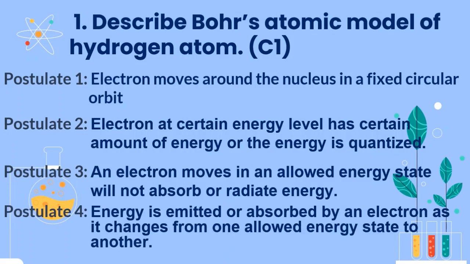However, moving on to the fourth postulate, energy is emitted or absorbed by an electron as it changes from one allowed energy state to another. That means if an electron transitions from one energy state to another, contohnya dia duduk dekat orbit nombor 3 but then it moves to orbit nombor 4, there will be a change in energy there. So you have to include all these 4 postulates inside your answer.